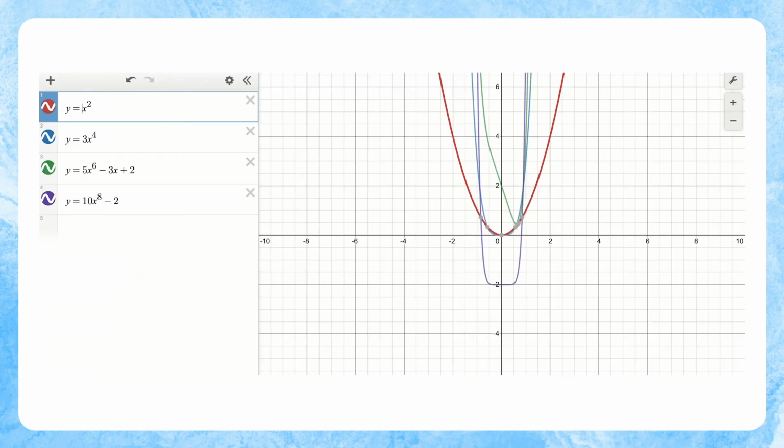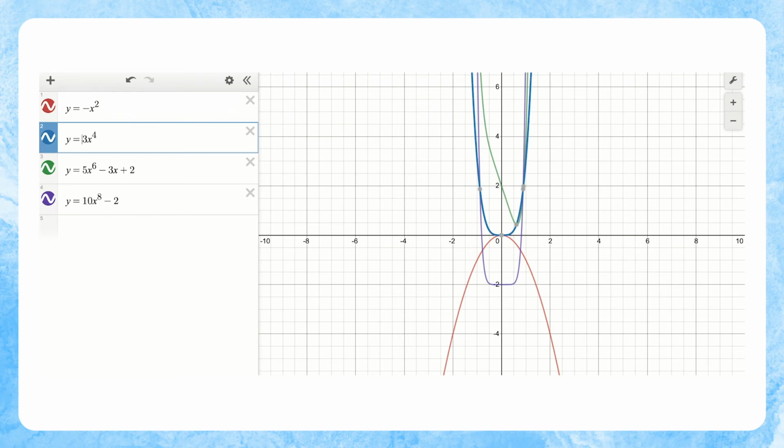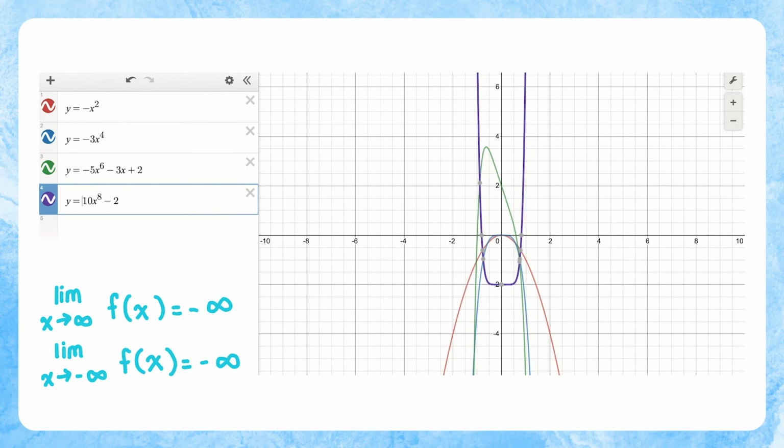So I'm just going to turn all the leading coefficients into negatives. Notice they're all reflecting across the x-axis. Wow, math vocab, reflections. And now, notice that as we move to the far right, the function, the y value, approaches negative infinity because we keep going down. And also, as we go to the far left, f of x approaches negative infinity because it keeps going down.